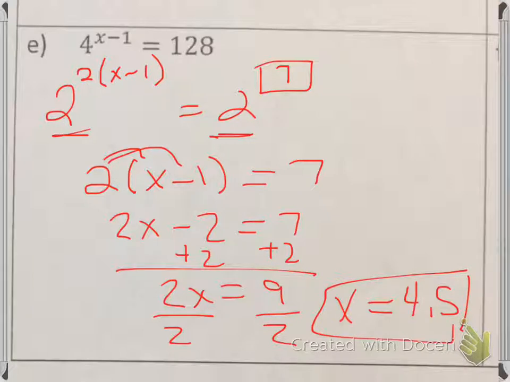So not a whole number this time. That's okay, you guys, if we get decimal point numbers for our solutions. It's totally okay. So again, I couldn't make it work in base 4, so I changed them both to base 2.